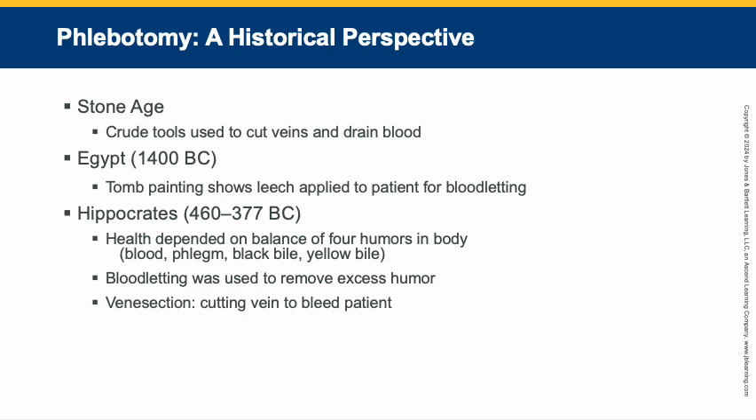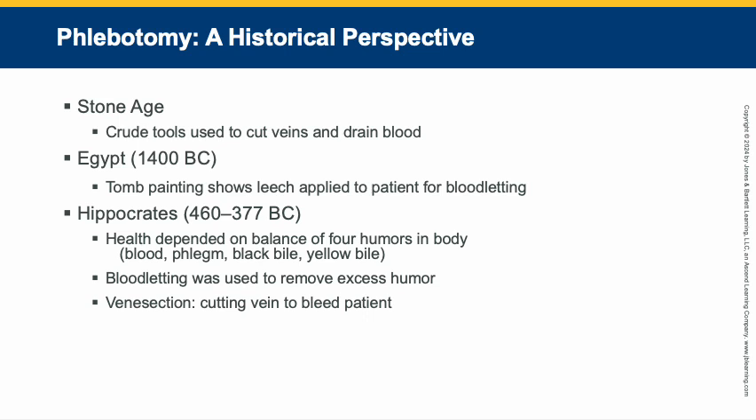And it was thought that disease resulted from an excess of one or more of those substances, and that removing the excess would restore the health. And this is where the leeches came in. So removing that blood was called bloodletting, and the most common surgical technique for bloodletting was called venesection.